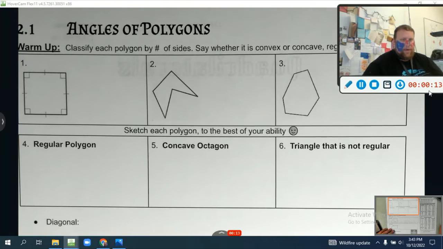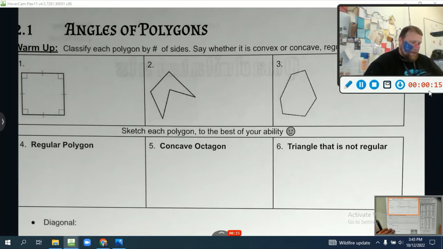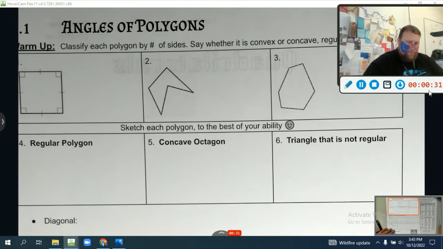What does it say to do right here? It says classify each polygon by the number of sides. Say whether it's convex or concave. By the way, convex just means like straight. Concave means I'm going in. Regular or not regular. Regular means every side is the same length. Not regular means they can be different side lengths. Ready, set, go.